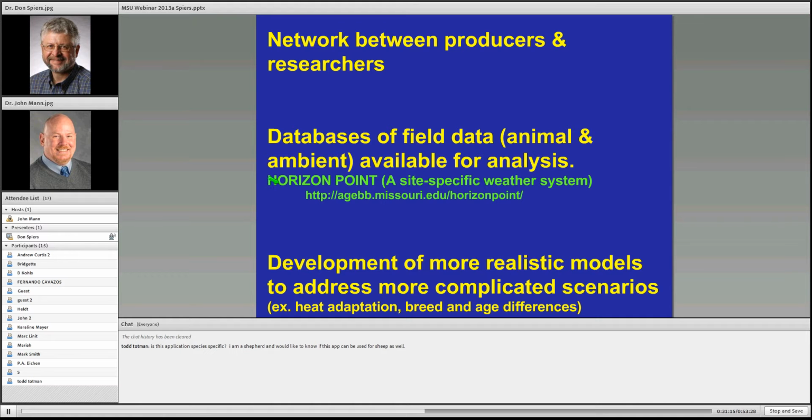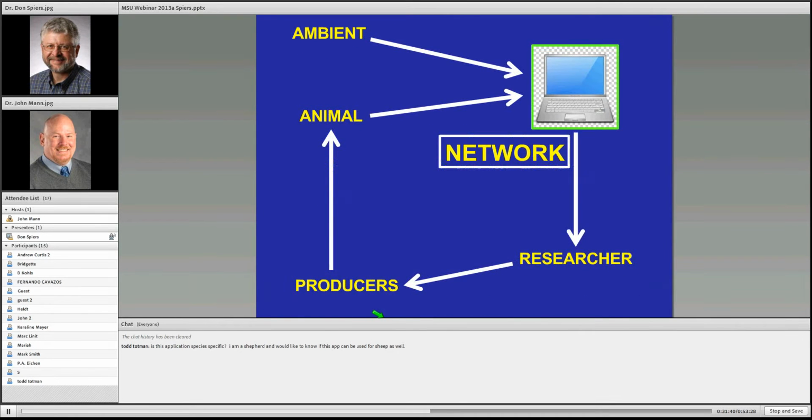Situations like we have here at the University of Missouri, we have Horizon Point that's run at the university that takes weather information in for crop producers and gives them feedback on how specifically to deal with their crops given the temperature extremes that are coming into the distant future. The whole goal being to develop more realistic models that can address more complicated scenarios such as heat adaptation, breed, and age differences. So what we have basically is the ambient conditions and the animal conditions going into this network that then ultimately will feed to us.